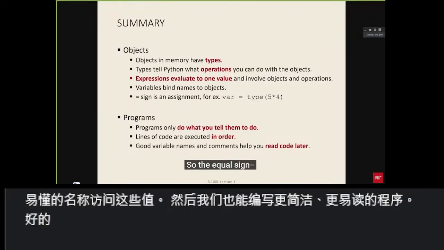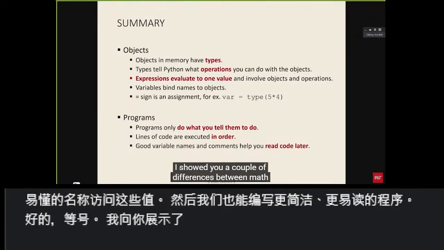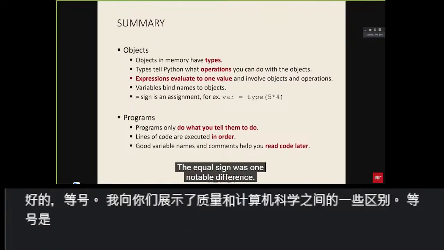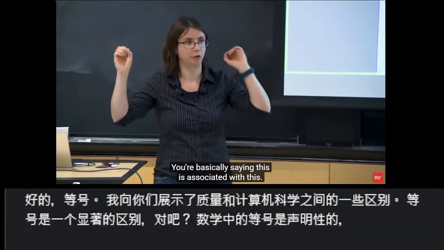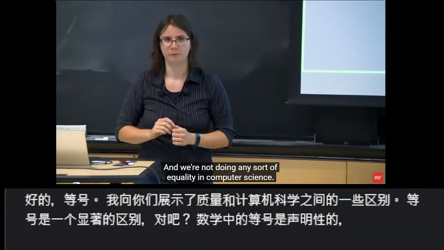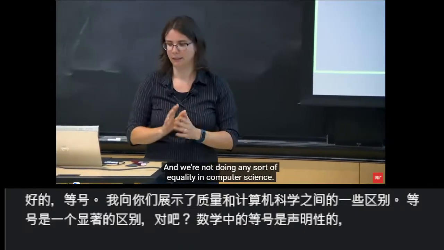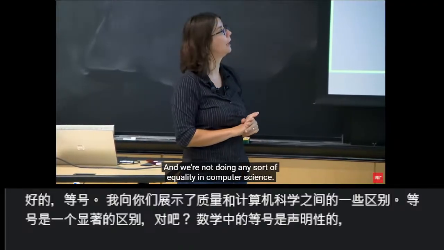Right, so the equal sign, I showed you a couple of differences between math and computer science. The equal sign was one notable difference, right? The equal sign in math is declarative, and the equal sign in computer science is an assignment. You're basically saying this is associated with this, right? And we're not doing any sort of equality in computer science.